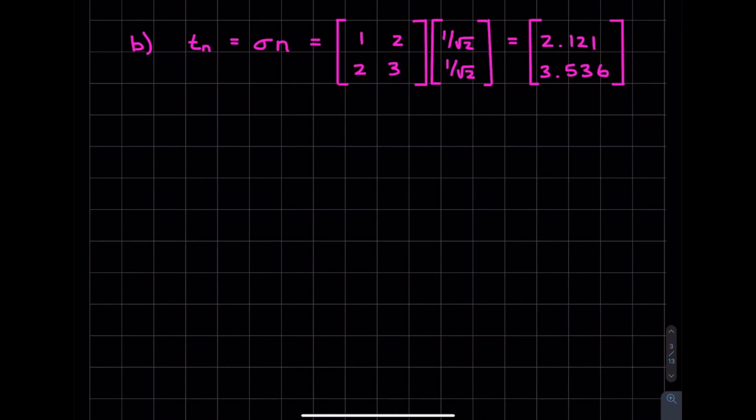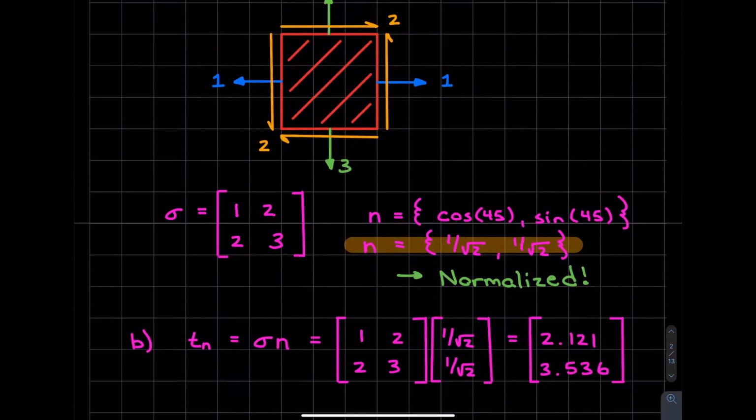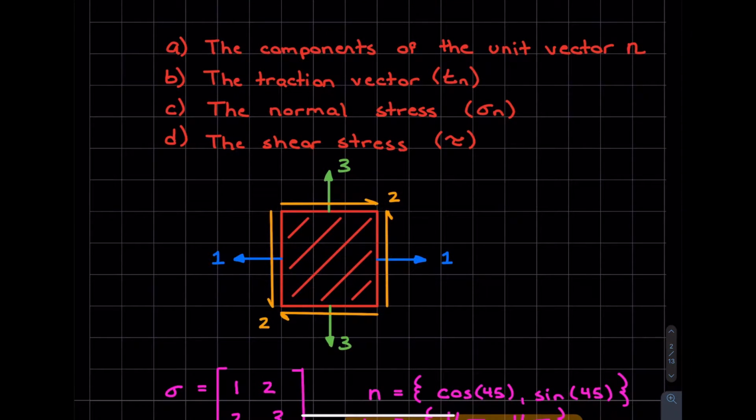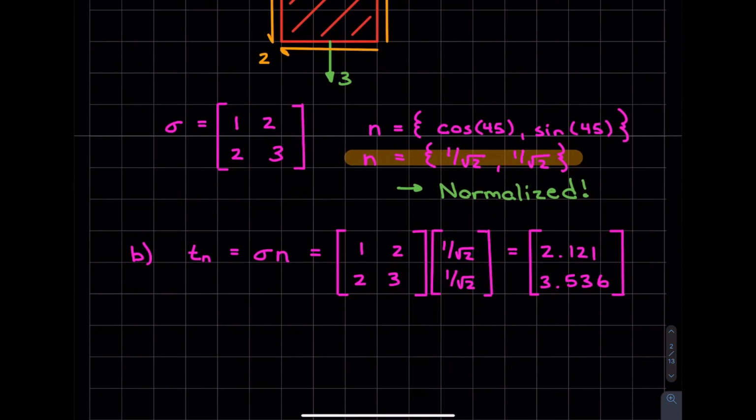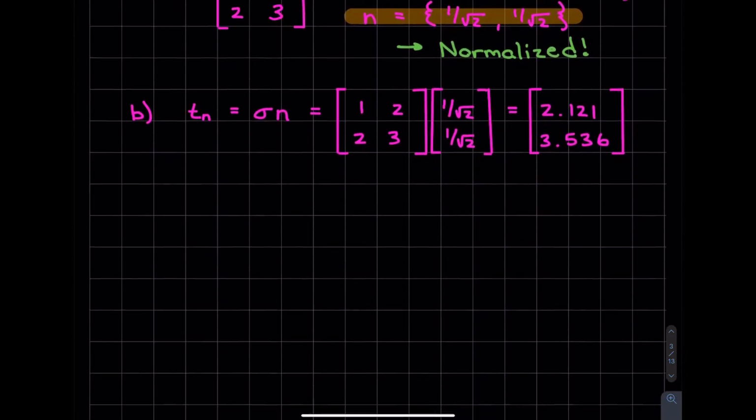But if we look at this, this is it. This is our traction vector Tn. We go up. Is it just asking for the traction vector? Yes, it is. So that's not a lot of work. Once we know our stress and our normal vector, piece of cake. Just multiply them together. Nice and easy.